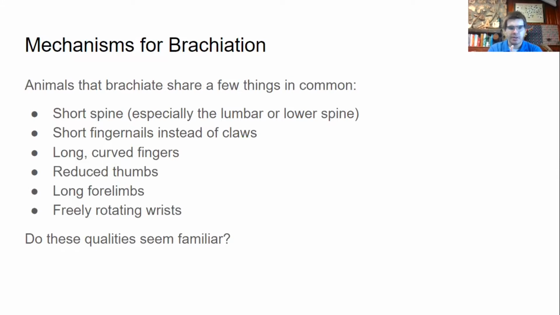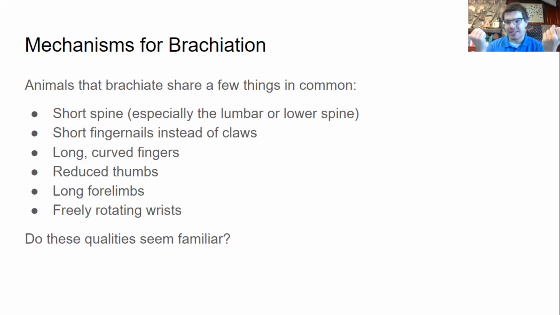So let's talk a little bit about how brachiation works. All animals that use brachiation share a couple things in common. They all generally have a short spine. That means that their lumbar, which is the lower spine, usually doesn't have a lot of space between their rib cage and their hip bone.